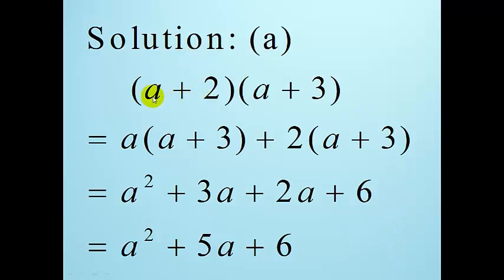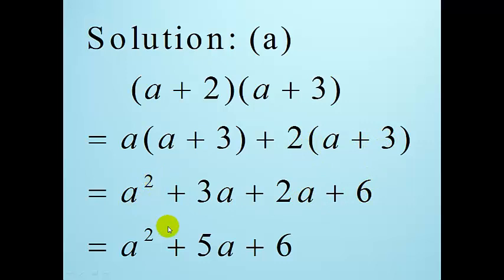A. From A we were given a plus 2 multiplying a plus 3. So the first term multiplies the second bracket and the second term also multiplies the second bracket. So a times a plus 3 plus 2 times a plus 3. This is equal to a times a equals a squared. A times 3 equals 3a plus 2 times a equals 2a and 2 times 3 is equal to 6.